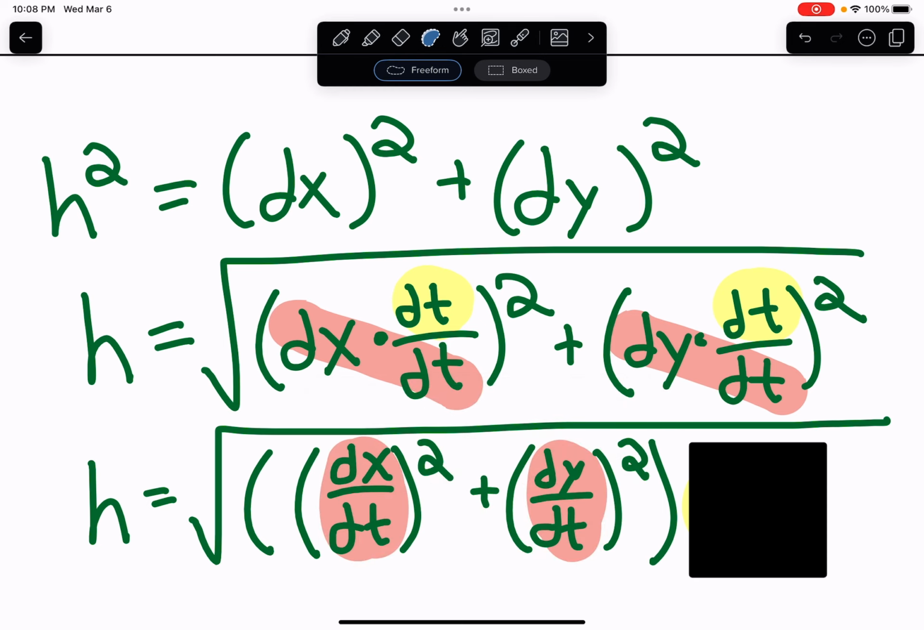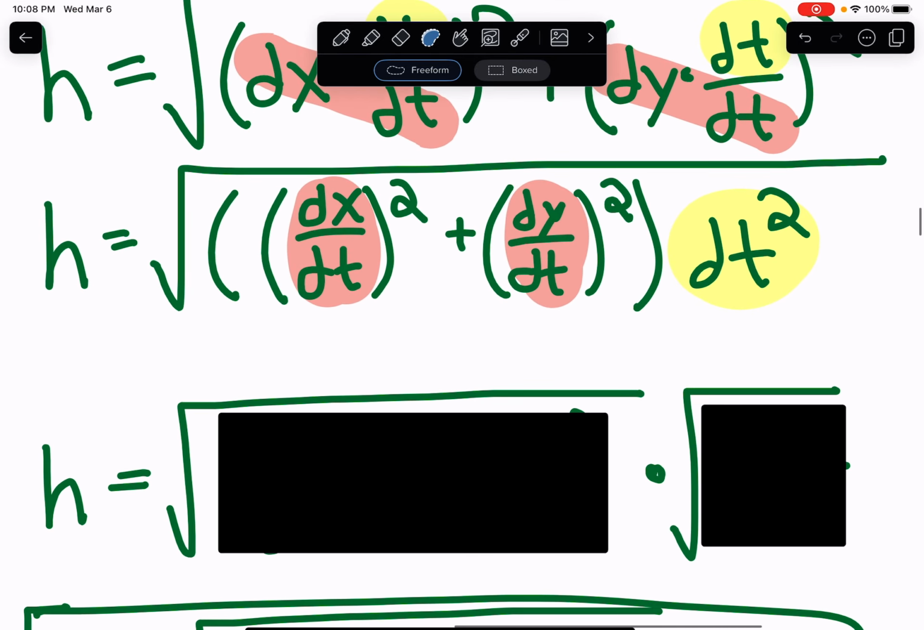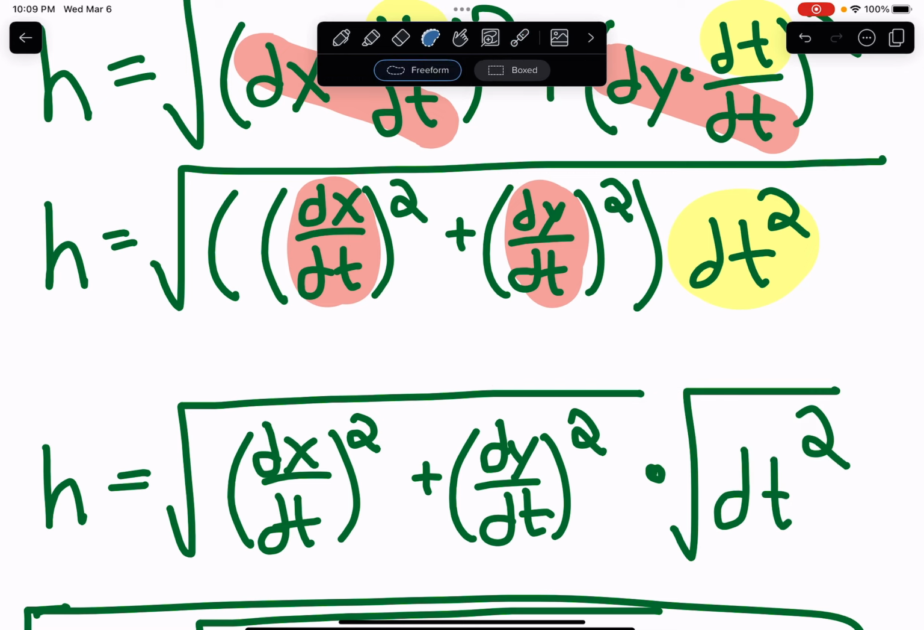So I'm still in the square root. So I have dx over dt squared plus dy over dt squared, but I can factor out from this quantity a dt squared. And now inside of this square root, I have a product of two things because I have factored the dt squared out. So I can go ahead and rewrite this as two separate square roots. So I can go ahead and write this as dx over dt squared plus dy over dt squared, that whole thing in one square root, times the square root of dt squared.